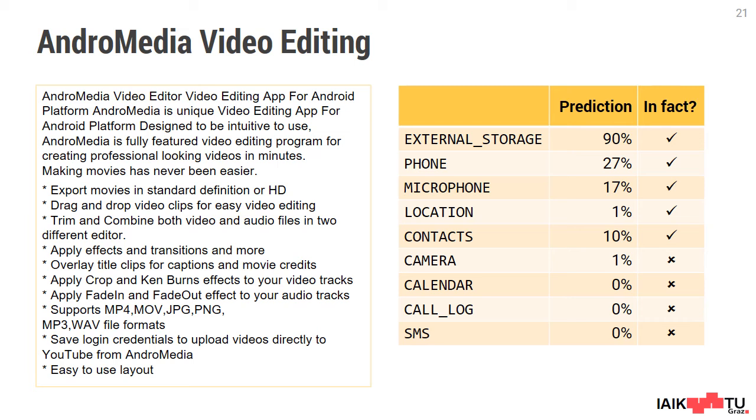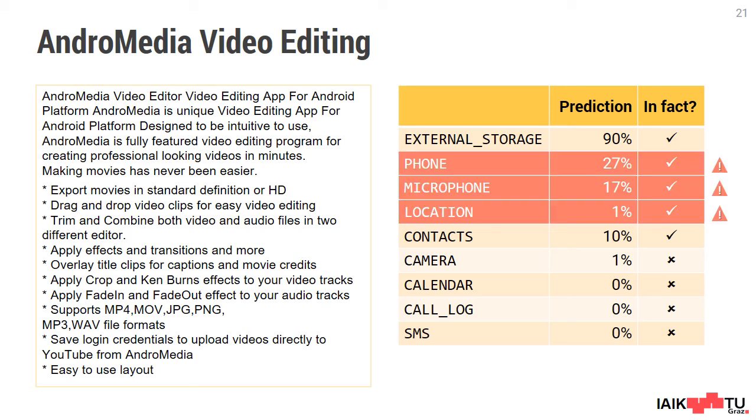If we compare our predictions with the actually requested permissions, we observe some privacy-critical discrepancies. Or in other terms, the described app purpose does not correlate with actual permission usage. The AndroMedia app also requires granting the location, microphone, and phone permissions, but omits explaining their usage within the description. In fact, there is no obvious argument for a video editing app to need privacy-related permissions.